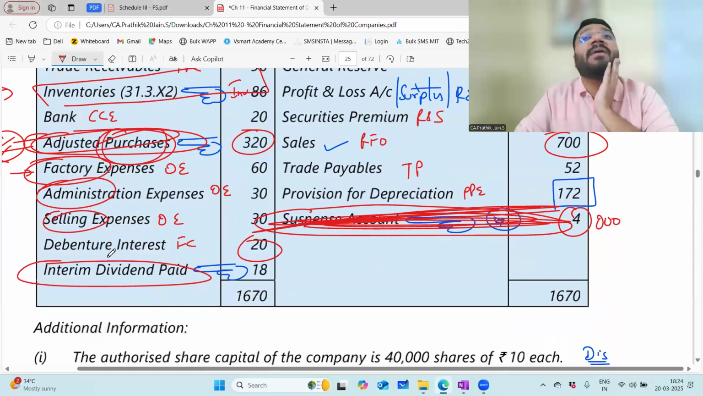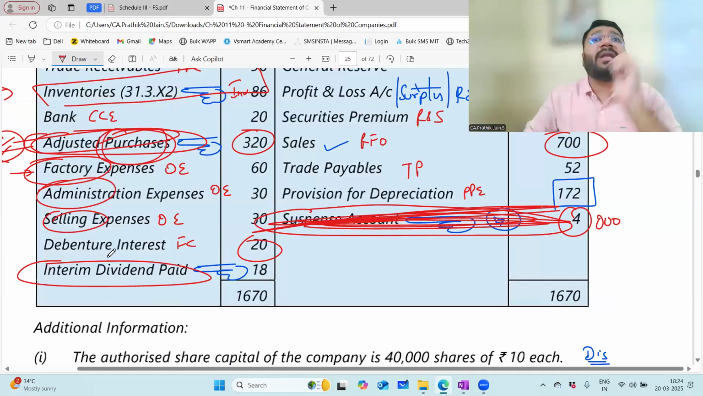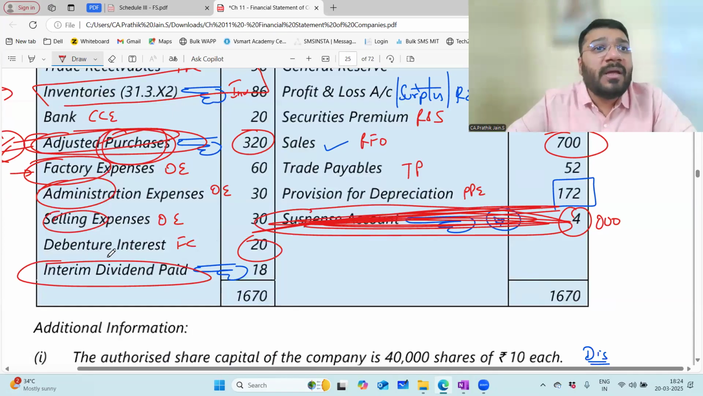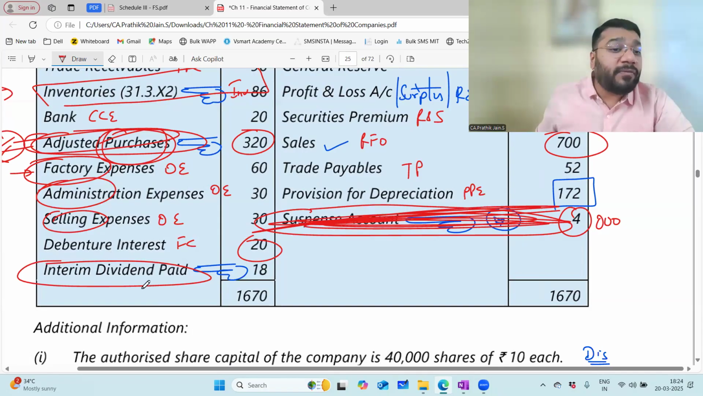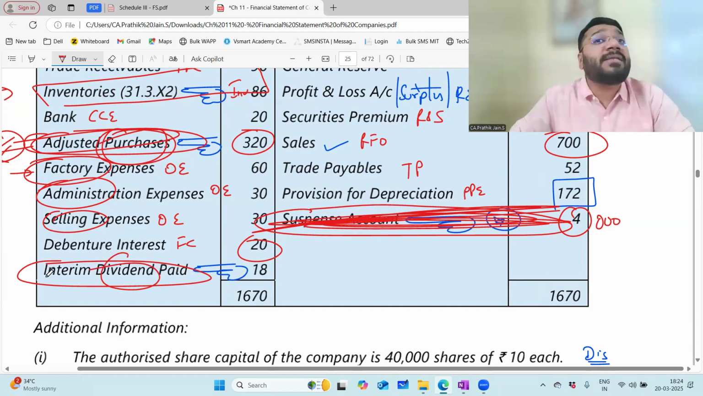The question says interim dividend paid. My question goes to all of you. What is interim dividend? The dividend that has been proposed and approved by the board of directors in the middle of the year is called interim dividend. So interim dividend is the dividend of the current year itself. The board of directors has the authority to propose the interim dividend and also the power to approve it. They don't have to get approval from the shareholders.